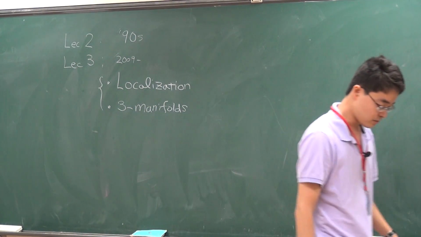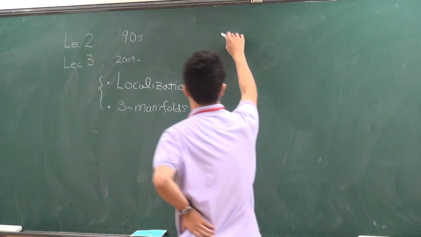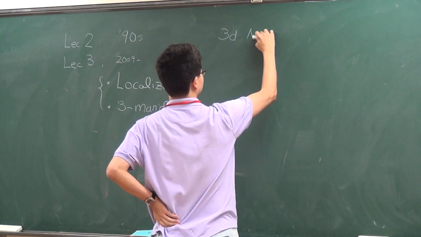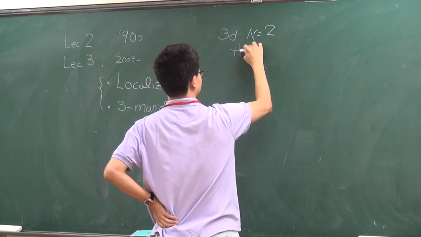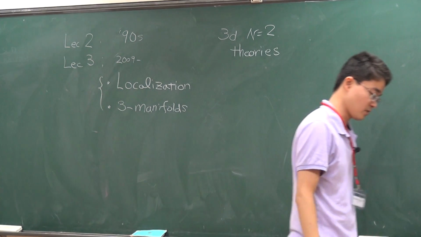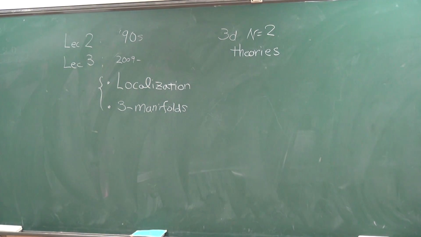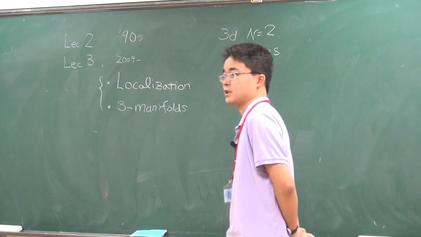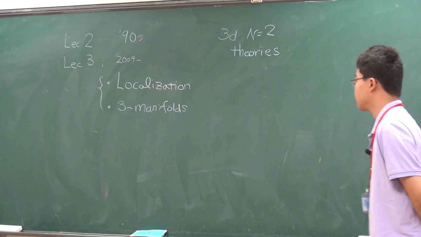So what's the deal? We have a class of 3D N=2 theories, and yesterday I discussed their vacuum moduli space, for example. What are the properties? There's the Coulomb branch, the Higgs branch, quantum corrections, and dualities between them. That's a beautiful story.